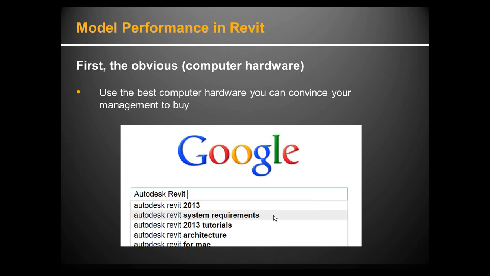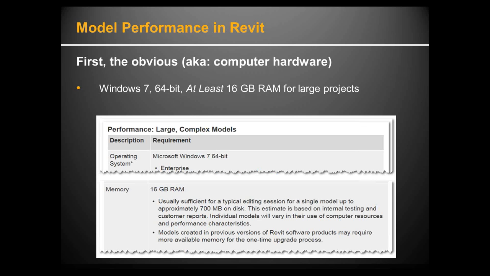I put in this quick screenshot from Google. If you start typing in Autodesk Revit, the second suggestion is Revit system requirements. So you're not the first person to ask this question. You can look this up. In fact, on the Autodesk website, they give you three levels: simple models, intermediate, and then the large complex models.